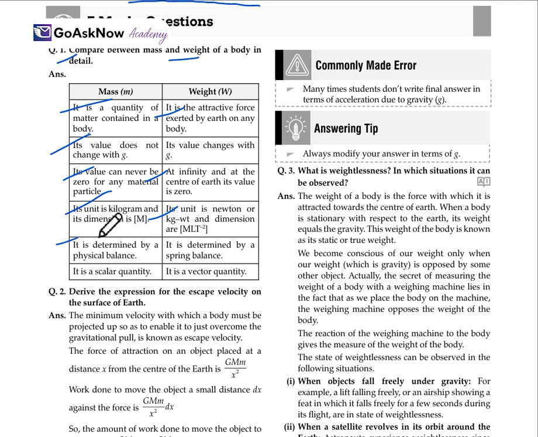Mass is determined by a physical balance. Weight is determined by a spring balance. Mass is a scalar quantity. Weight is a vector quantity. So, this is the comparison between the mass and the weight of a body.